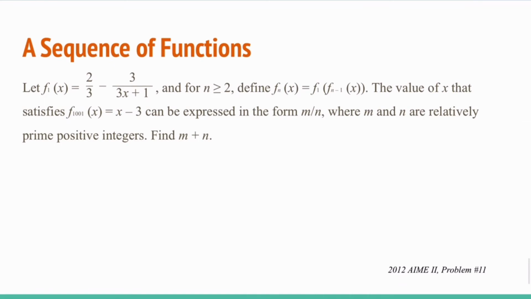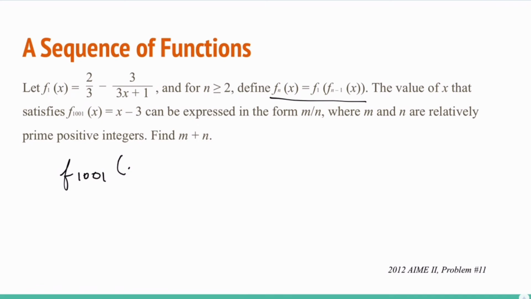Here's the final problem involving a sequence of functions. Let f1 of x equal 2/3 minus 3 over 3x plus 1. And for n greater than or equal to 2, define fn of x is equal to f1 of fn minus 1 of x. The value of x that satisfies f1001 of x equals x minus 3 can be expressed in the form m over n, where m and n are relatively prime positive integers. Find m plus n.